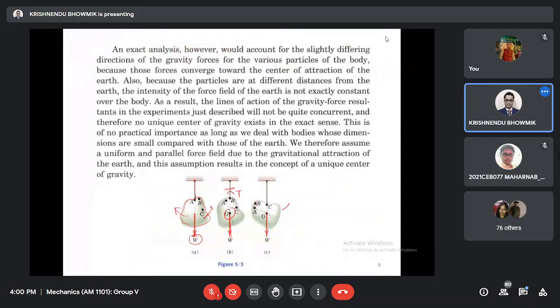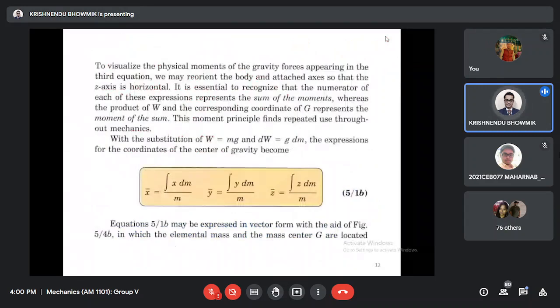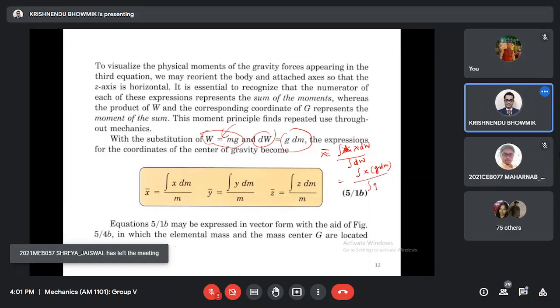Okay. So yes, that is done. That's why W equal to mg, okay. As I told, W I have shown there, weight, W equal to mg, and dW equal to g dm. Okay, maybe I can explain this way. So centroid, x dW, integration of x dW. Now how is it coming? Then this is x g dm by g dm.